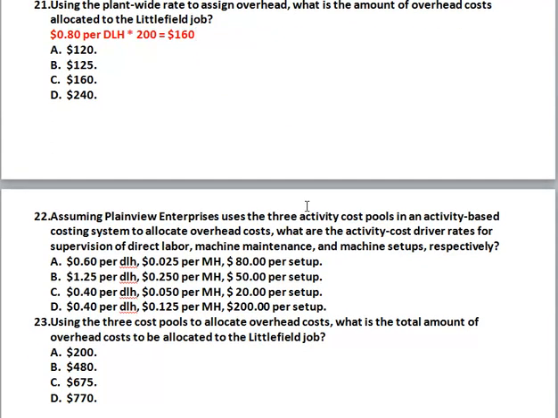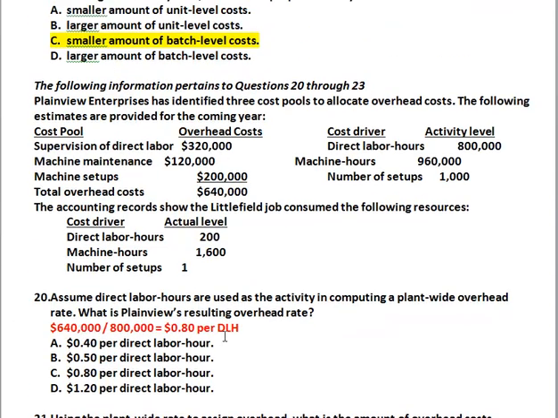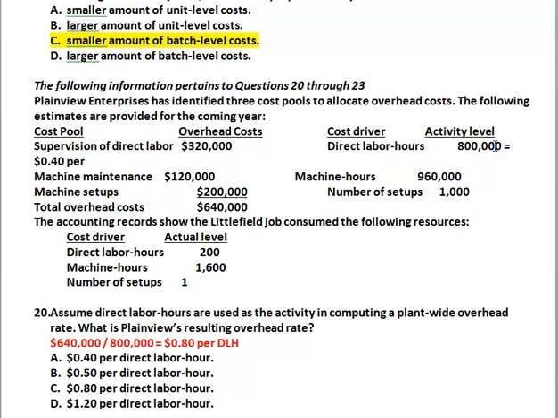22 says, assume the company uses the 3 activity pools. Okay, so now we want to come up with the activity rates using ABC. So to come up with the activity rates for ABC, you're going to look at each one separately. Remember, to come up with the rate, it's just simply overhead divided by the cost driver. So if we're looking at supervision, we've got $320,000 of cost, 800,000 direct labor hours. So that's going to give you a rate of 40 cents per direct labor hour. Okay, so $320,000 divided by 800,000 hours is going to give you a rate of 40 cents per direct labor hour.